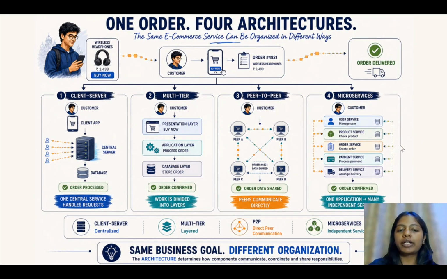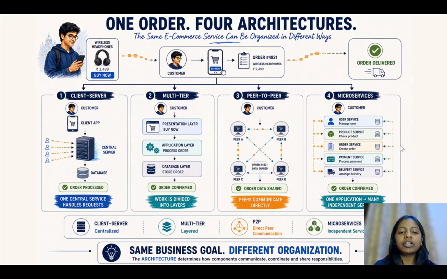One order, four architectures. Now let's take the same e-commerce order and see how it works through all four architectures. Suppose I am purchasing wireless headphones for 2499 rupees. The business goal is simple. I want the order to be successfully processed and delivered. But internally, the organization can be different.